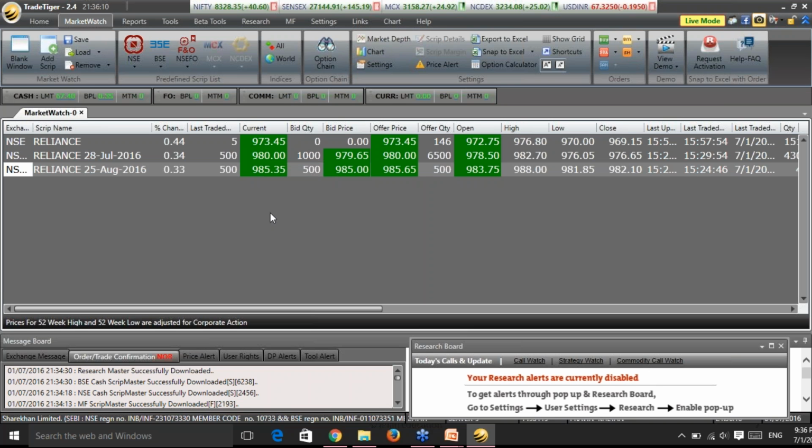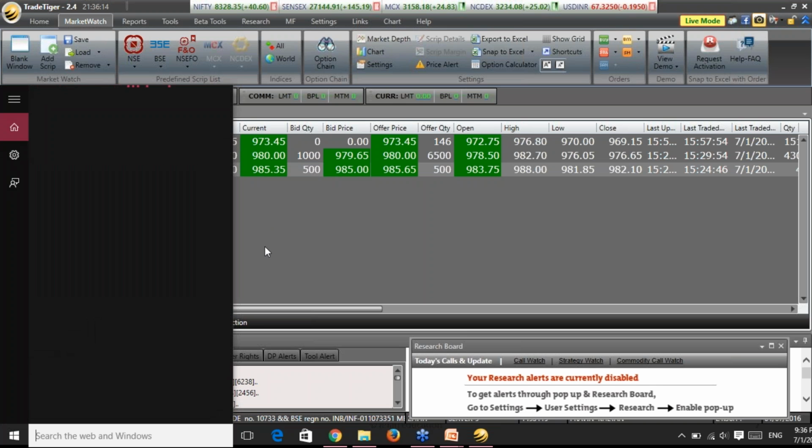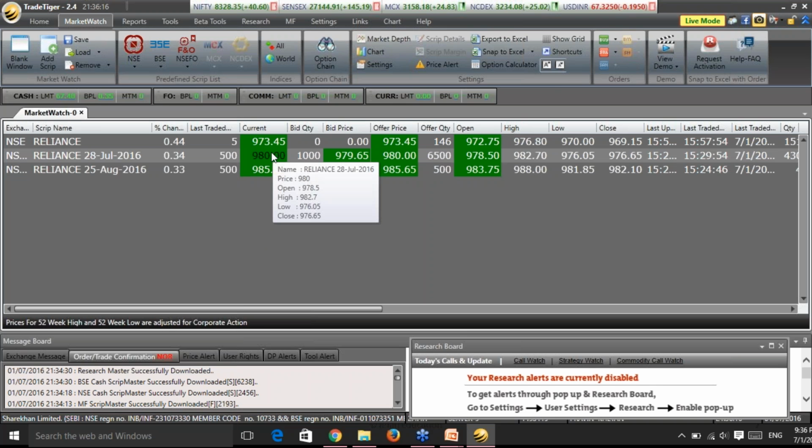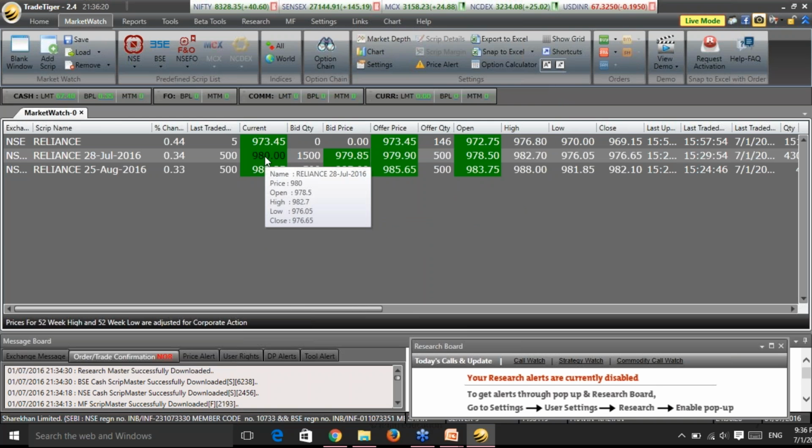Okay. Now let's calculate the theoretical value. Now this is the market value for the Reliance future contract. So if you want to buy one future contract, it will cost you around 980 rupees to buy one lot of future contract. And this is for 973. So this is the price for one share, and the lot size is 500. So you have to pay 980 into 500 into the margin amount. But let's not go for the initial margin calculation.